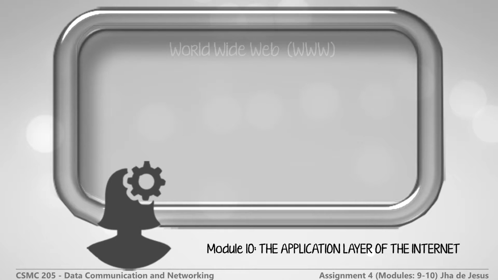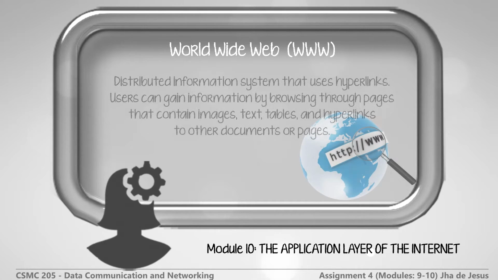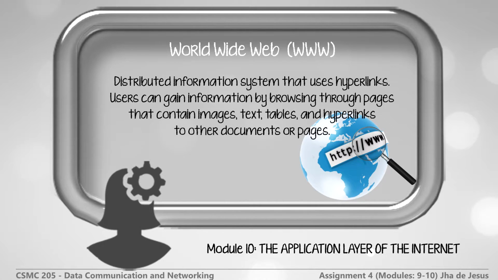The third is the World Wide Web or WWW. It is a distributed information system that uses hyperlinks. Users can gain information by browsing through pages that contain images, text, tables, and hyperlinks to other documents or pages.